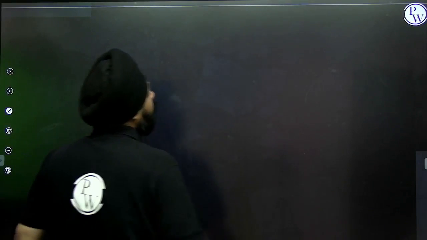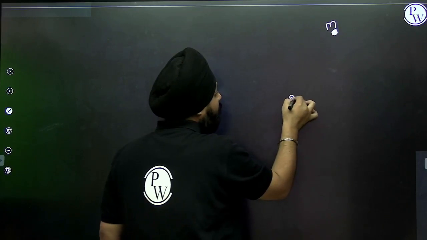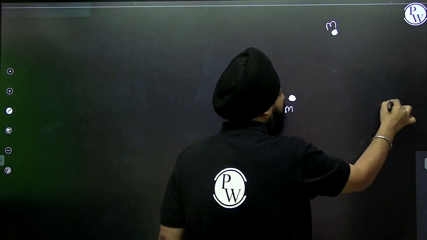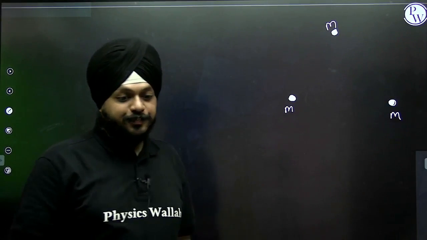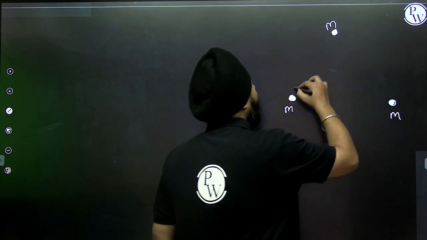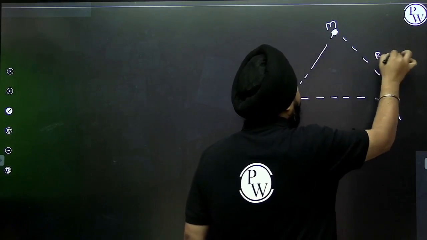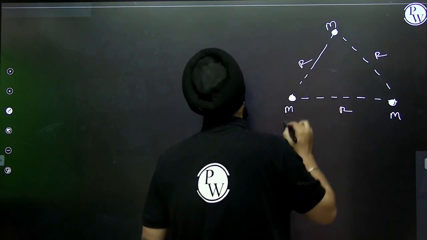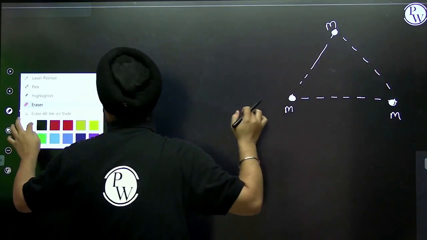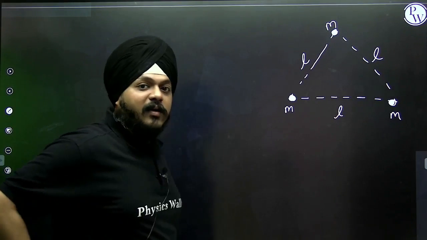Let's take another example. Suppose this is M. Let's use the superposition principle and solve this. These three particles are placed on the vertices of an equilateral triangle. Let us take an example: the side is L. Let's change this value to L. An equilateral triangle of length L.